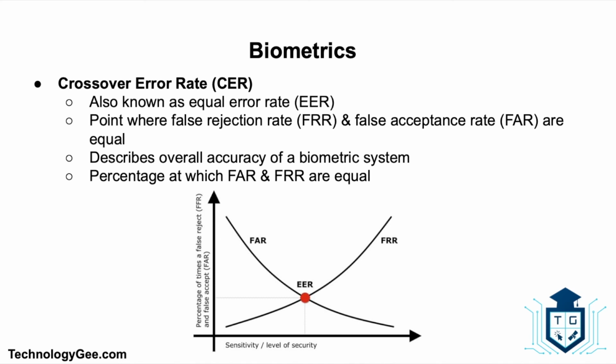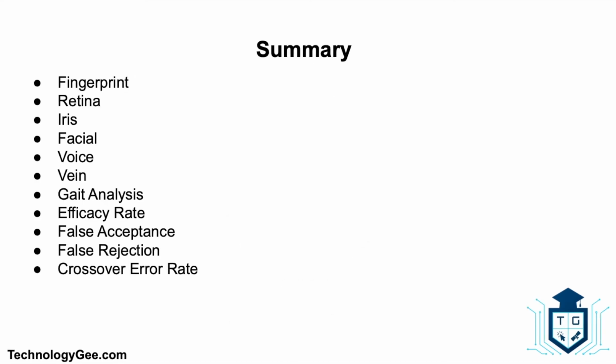All right, so that was my class on biometrics, where we talked about various biometric authentication methods such as fingerprint scans, retina scans, iris scans, facial scans, voice recognition, finger vein biometrics, gait analysis, efficacy rates, false acceptance ratios, false rejection, and crossover error rates.